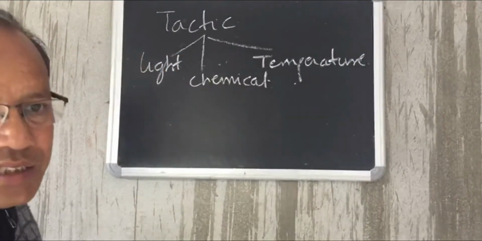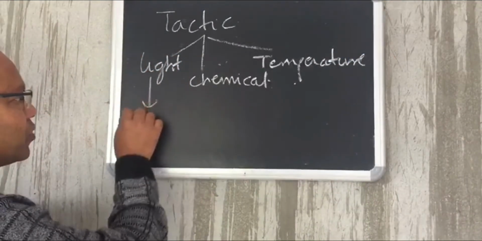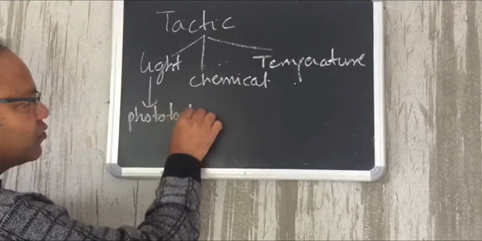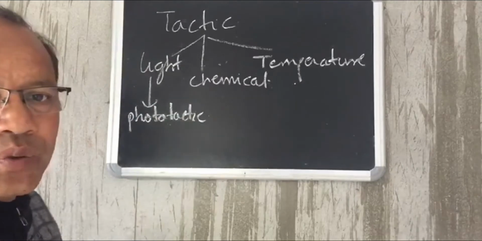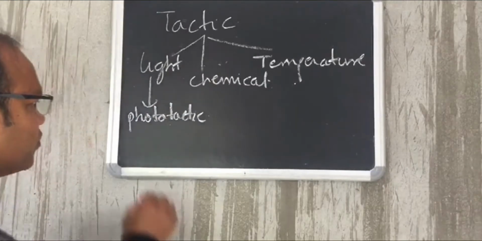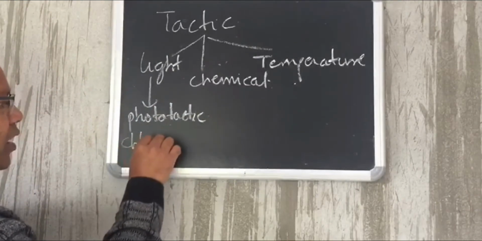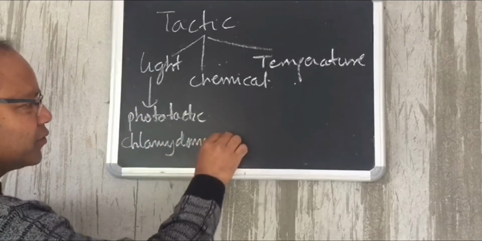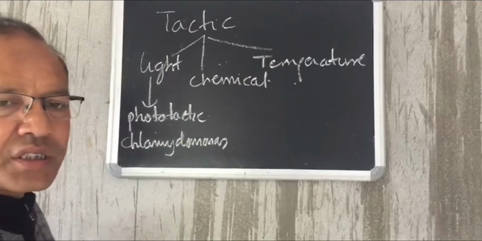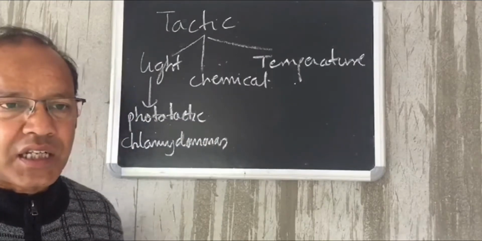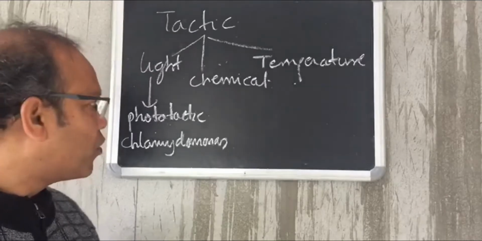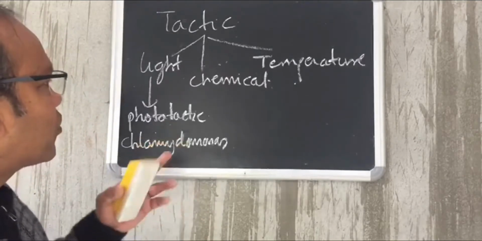When the stimuli is light, this is called phototactic movement. Example we can talk about in phototactic movement is Chlamydomonas. Chlamydomonas is a unicellular plant which has flagella, so it can move from one place to another. They locomote. It is called phototactic movement.